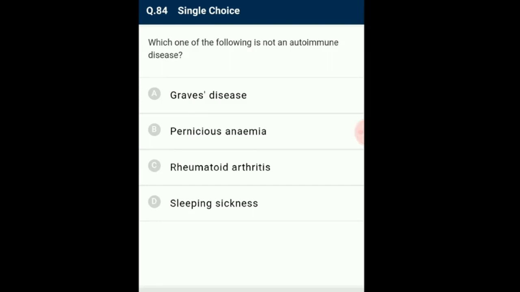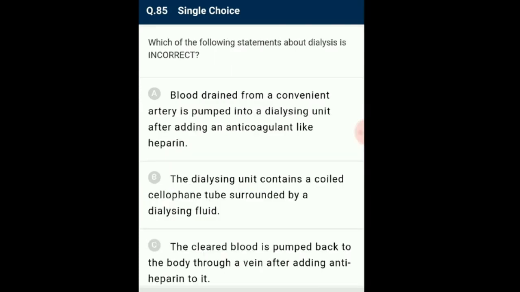African trypanosomiasis is also known as African sleeping sickness or simply sleeping sickness. It is an insect-borne parasitic infection of humans and other animals. It is caused by the species Trypanosoma brucei or Trypanosoma gambiense. So from the given four diseases, sleeping sickness is not an autoimmune disease. Question number 85. Which one of the following statements about dialysis is incorrect?